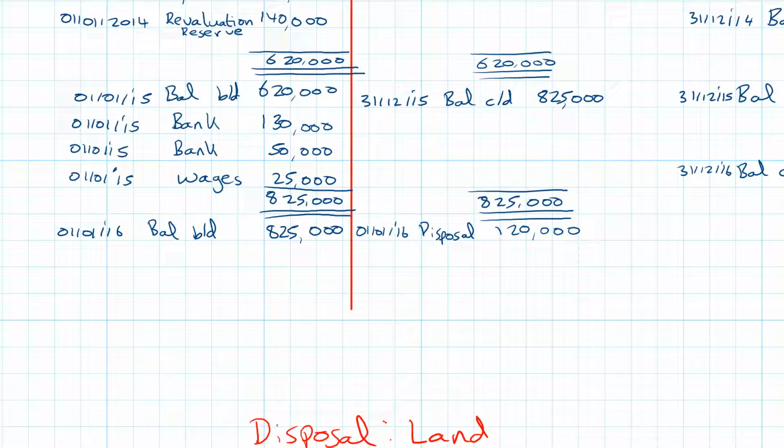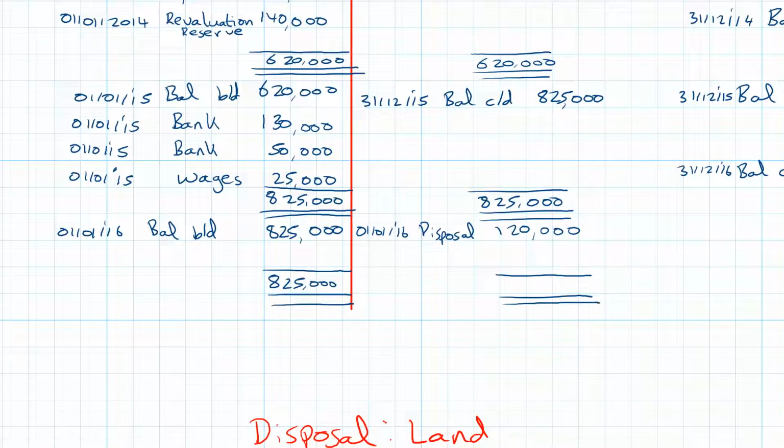So again, we need to balance this here now. So the bigger side is the credit side, 825,000, or the debit side, and 825,000. So that means 705,000 is our new value.